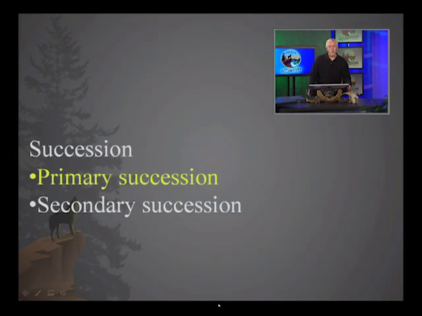So this transition from one ecosystem to another over time is known as succession. And there are two types of succession that we see in nature and actually ongoing in the Yellowstone ecosystem. The first of these is primary succession, and the other is secondary succession, which we'll get to in a couple of minutes.